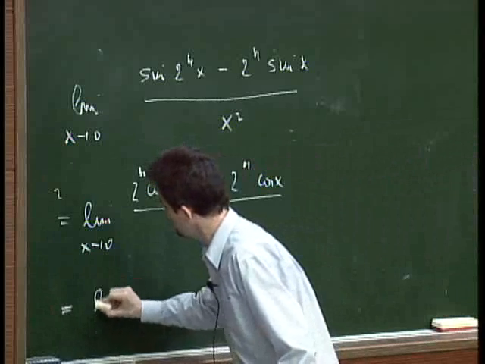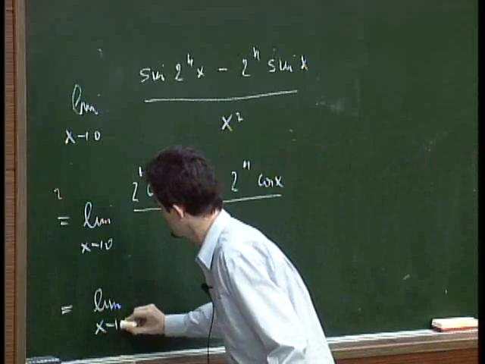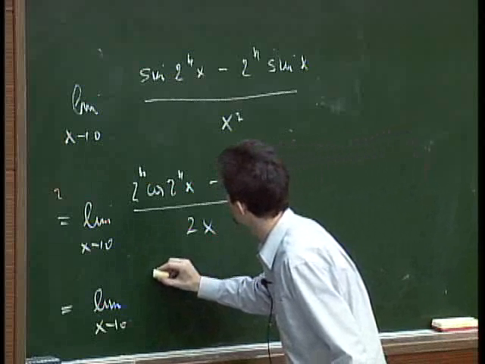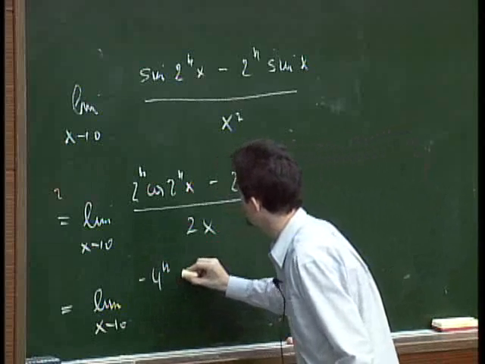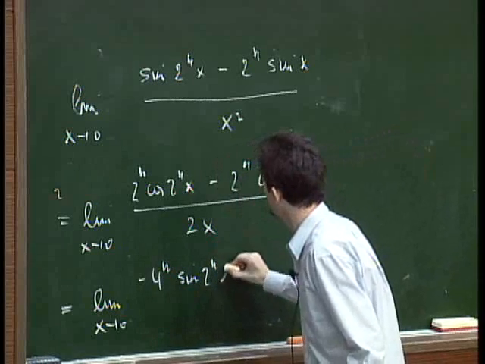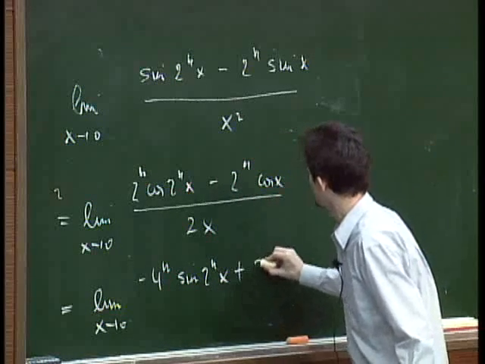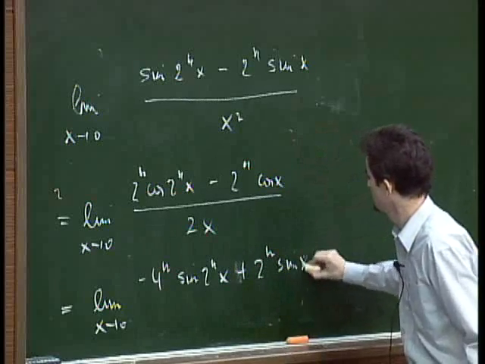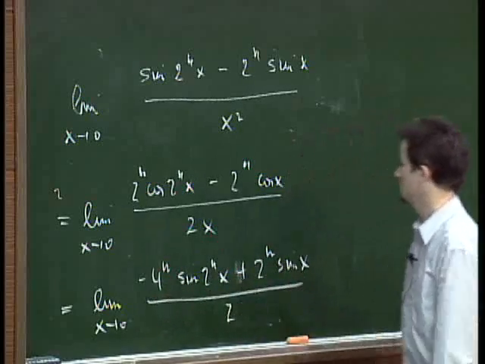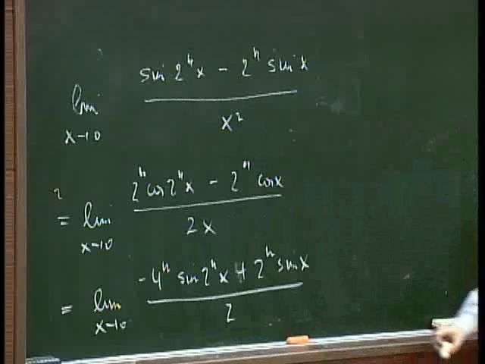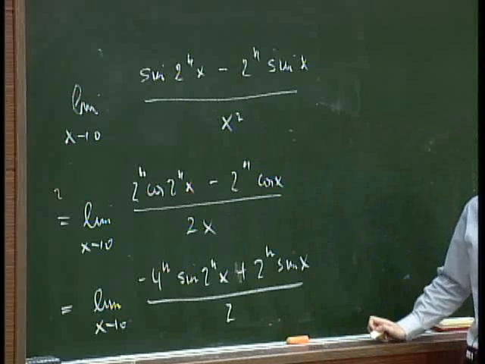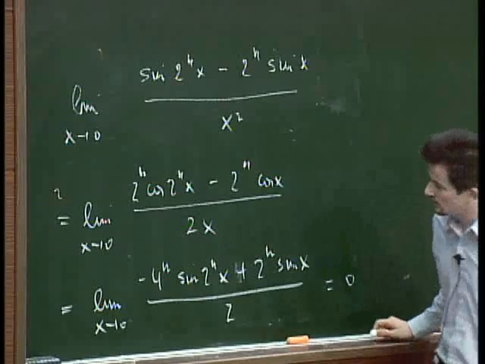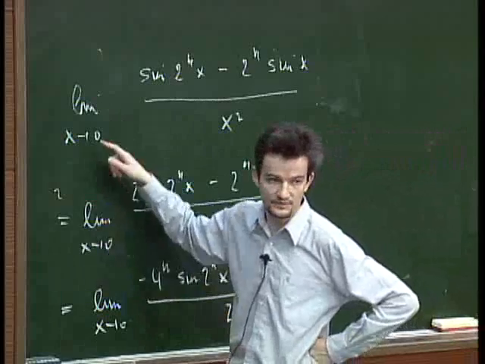And if we do it once more, we get the limit as x tends to 0 of 4 to the n times minus sine of 2 to the n x, plus 2 to the n sine of x, over 2. Now, if you again use the limit laws, indeed you get 0. So this means also that this step is now justified.